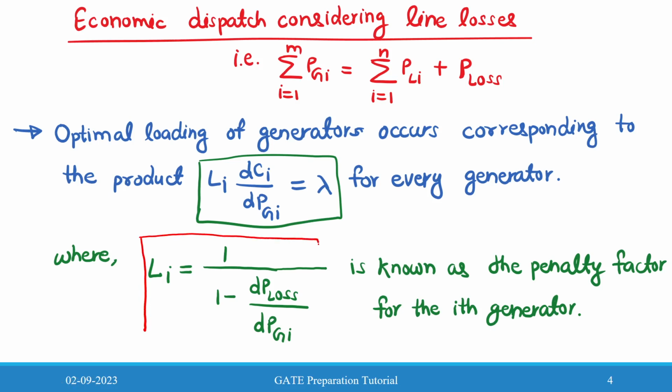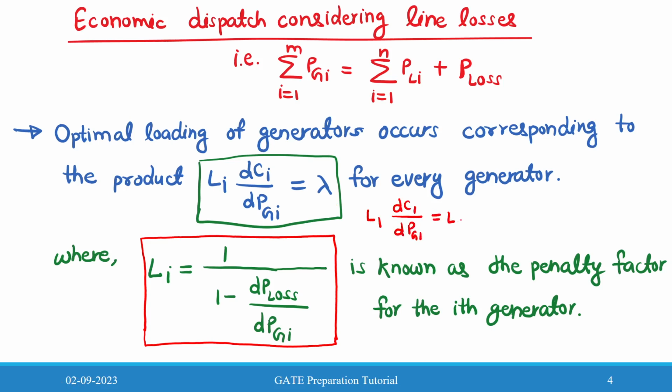Sir, what is delta? Delta is the optimal loading for the generator. Sorry, it is not delta, it is lambda. I expressed lambda because L1 dC1/dPG1 is equal to L2 dC2/dPG2. It is the same for all generators while considering the line losses. If you write it in general form, then you will not have the privilege to equate, so that's why I use the other expression equal to lambda.